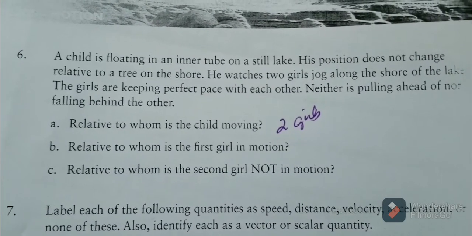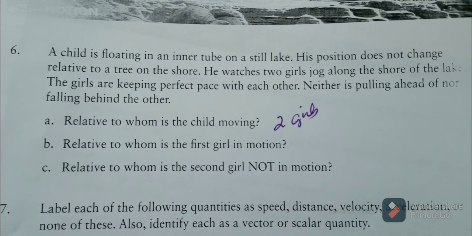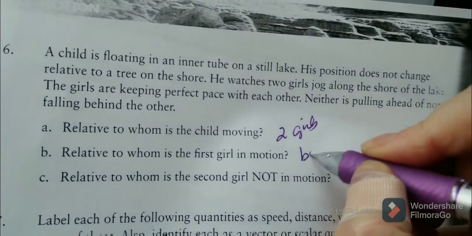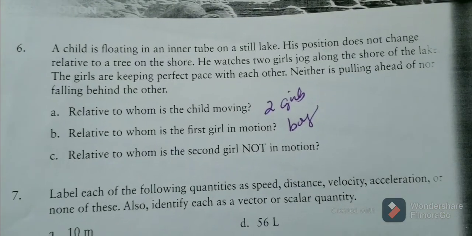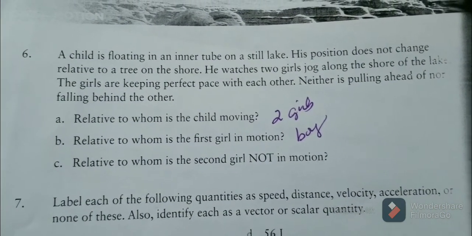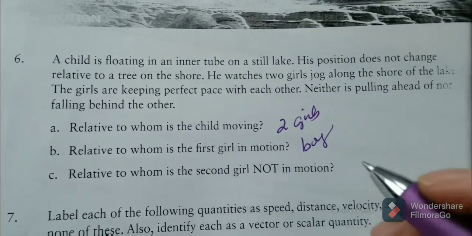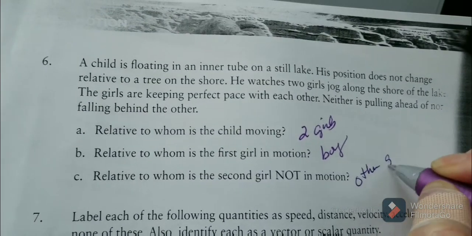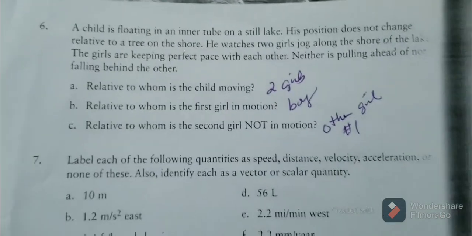Well, the only other person besides the other girl riding with her is that child. So it's going to be the boy. Okay? Because they say his. So we're going to say it's boy. And relative to whom is the second girl not in motion? Well, I think that's obviously the other girl because they're running together. Other girl, number 1. The girl number 1. Either answer there, it's fine.